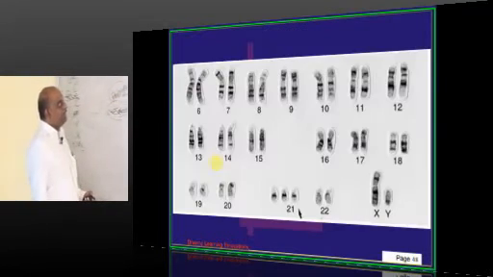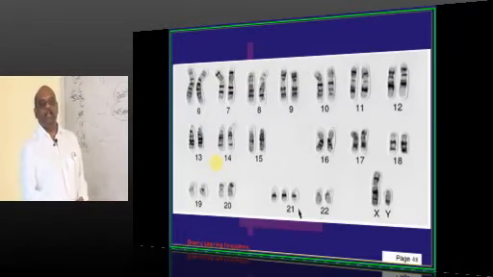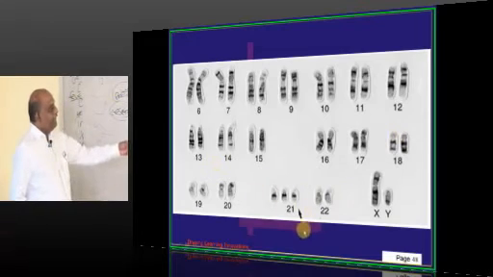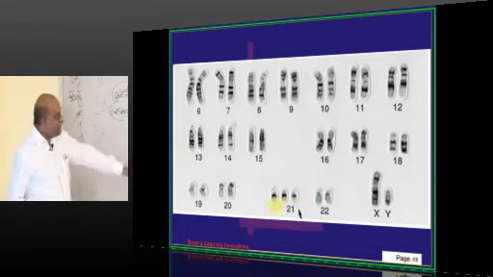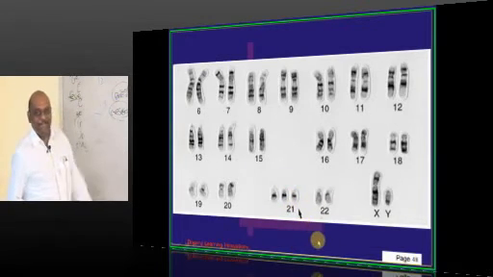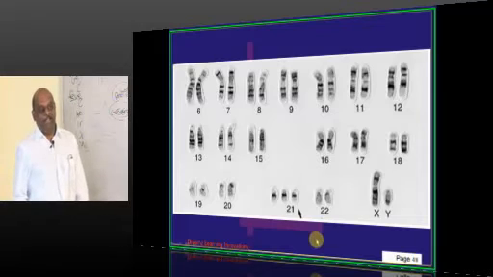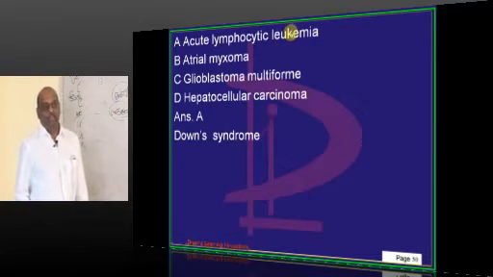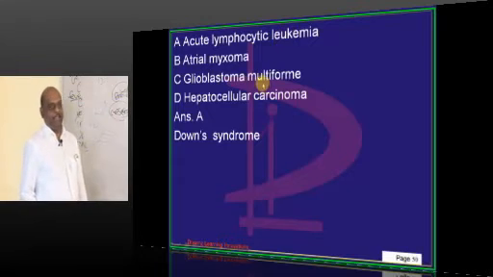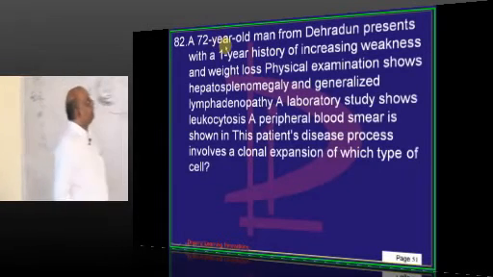Which neoplasm will be 20 times higher? With an arrow showing the trisomy of 21, that is spoon feeding. Actual examiner may not give the arrow. So it is Down syndrome. In Down syndrome there is a very high incidence of ALL, AML, etc. is what needs to be remembered.